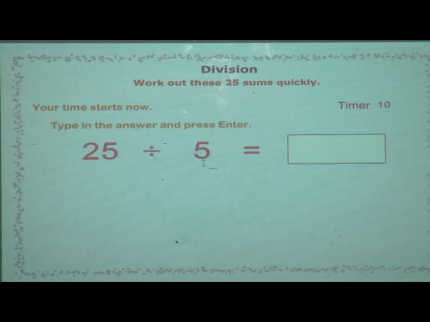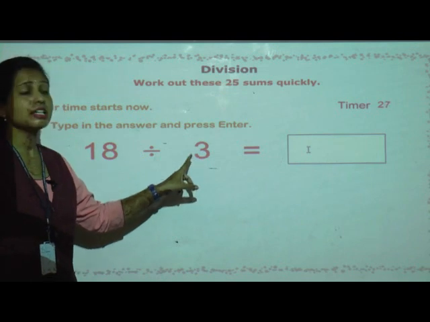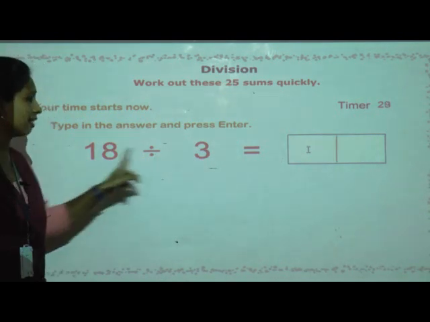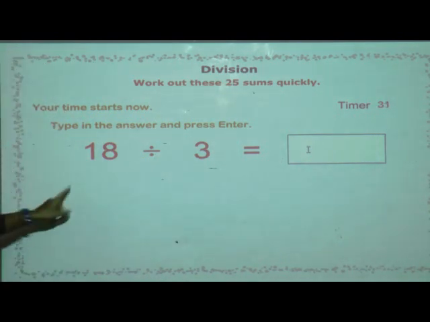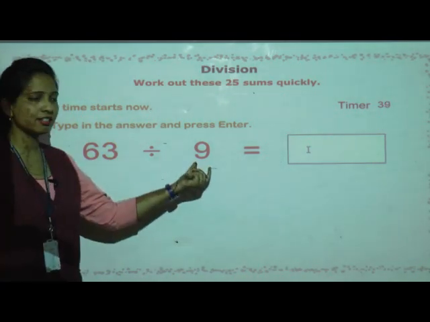Now see 25 divided by 5. Now tell me where 25 comes in the 5 table, students? 5 5s are 25. So write 5. Correct. Now see 18. 18 divided by 3. So what do you have to do in this case? See where 18 comes in the 3 table. Yes. 3 6s are 18. So write 6. Correct.